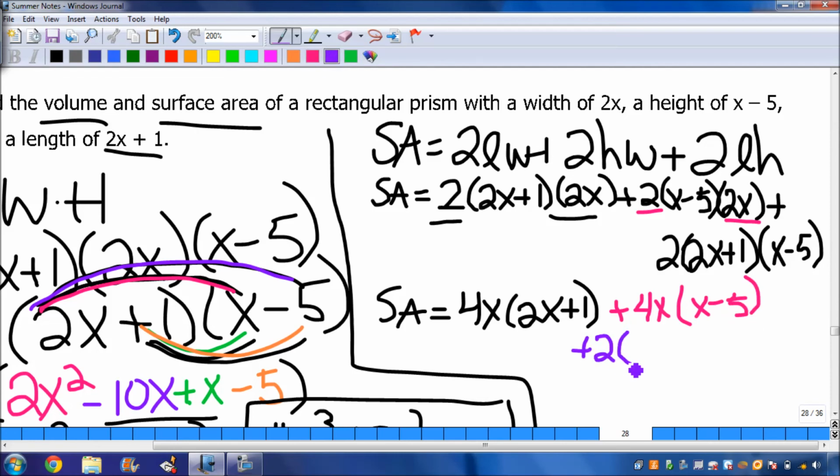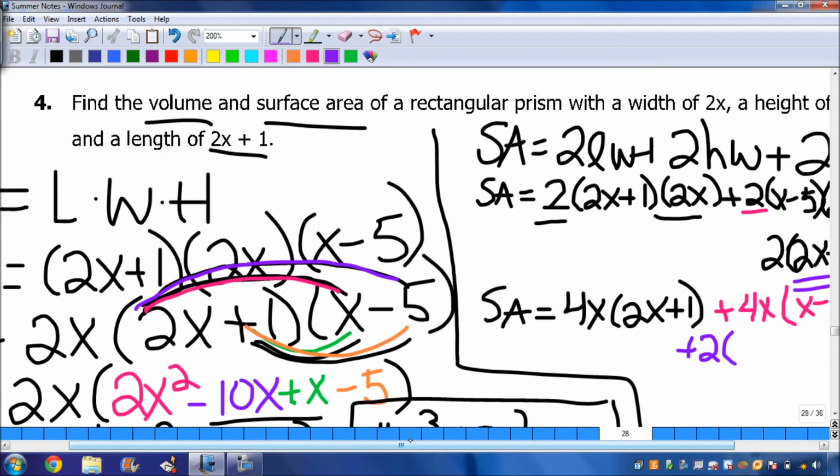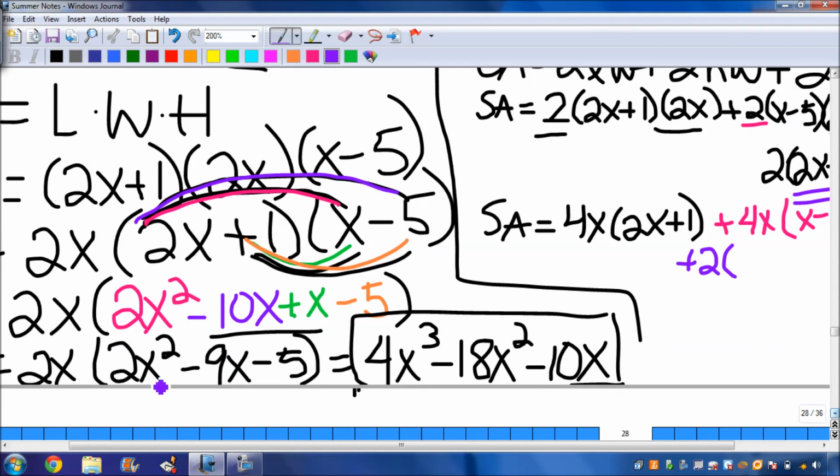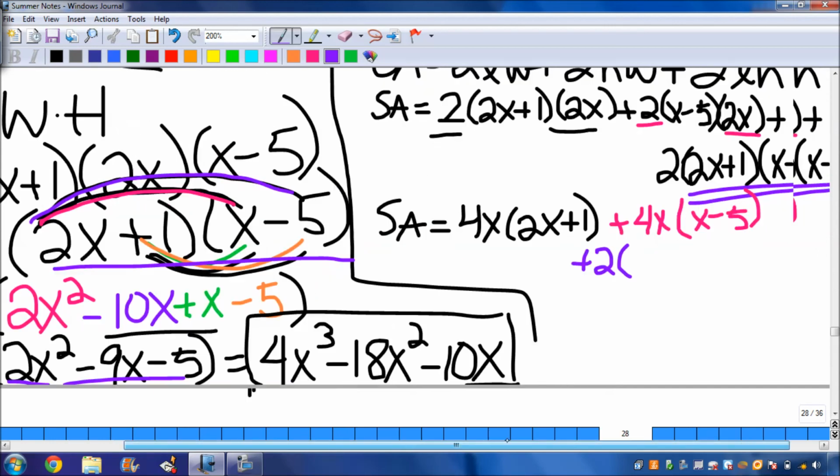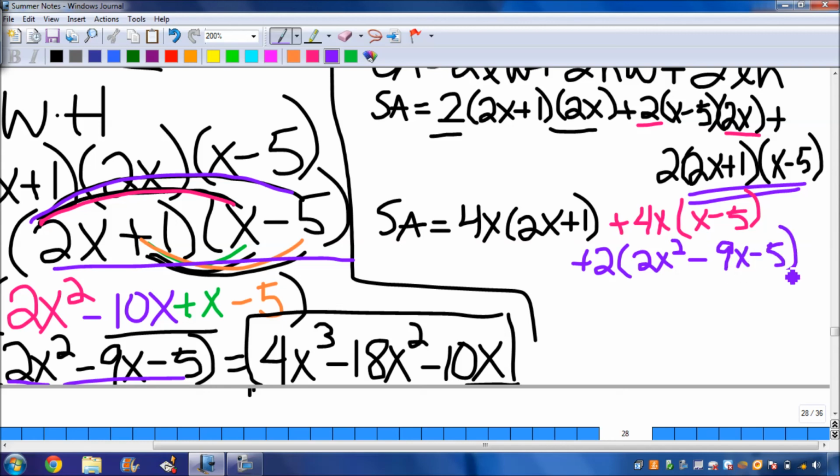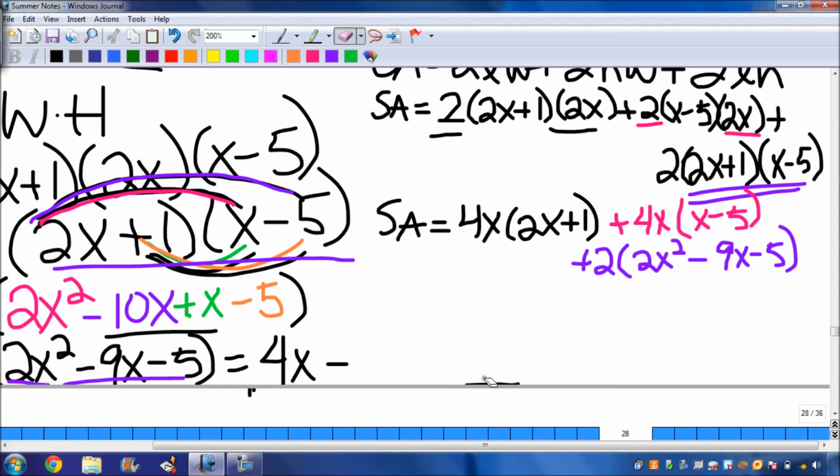Alright, and then lastly, plus 2 times, we already did this multiplication over here, and we got an answer of 2x squared minus 9x minus 5, so I'm not going to redo it. We already multiplied 2x plus 1 by x minus 5. So I end up getting 2x squared minus 9x minus 5. Then I'm going to distribute everything through. I'm going to erase this a little bit so I have some more room.